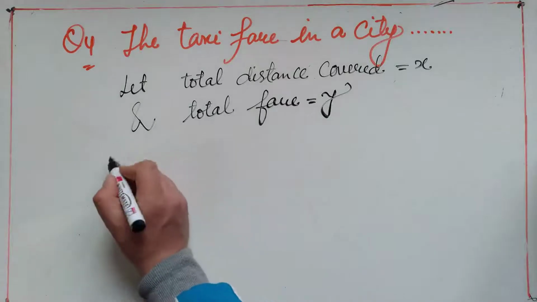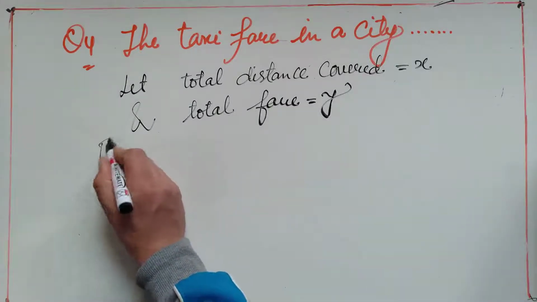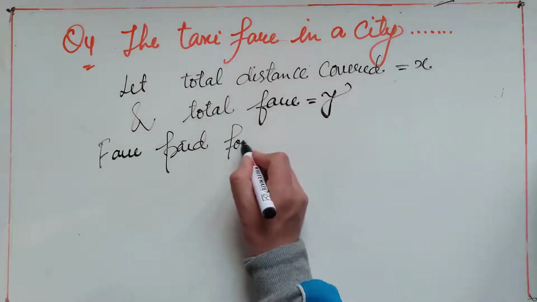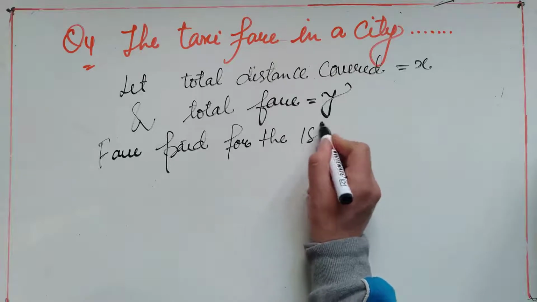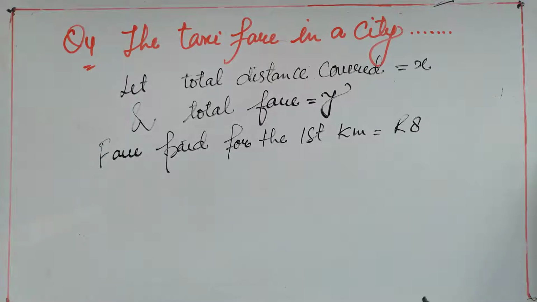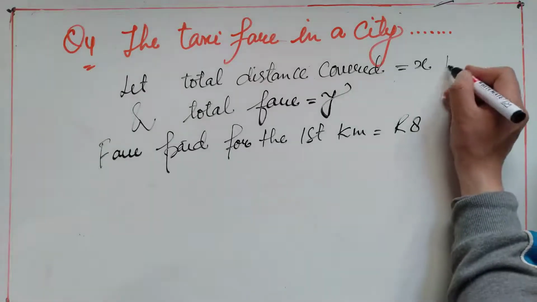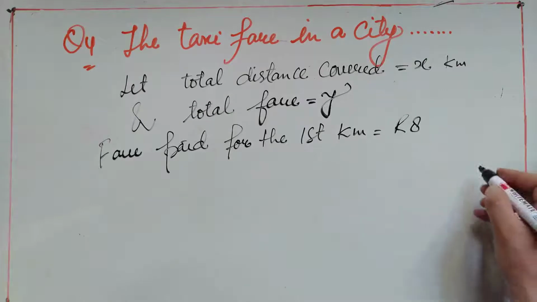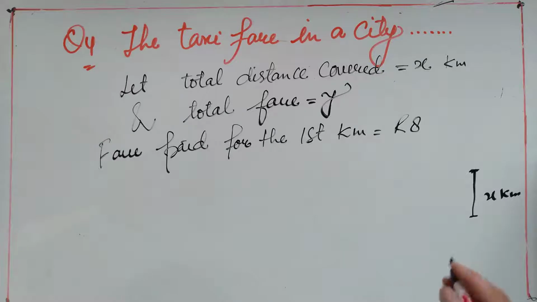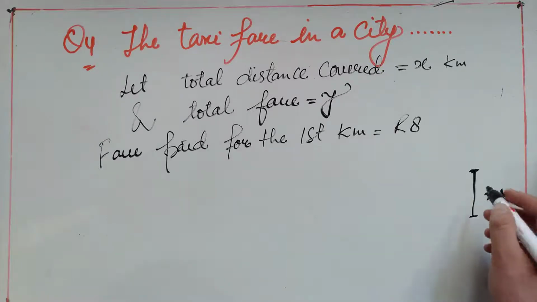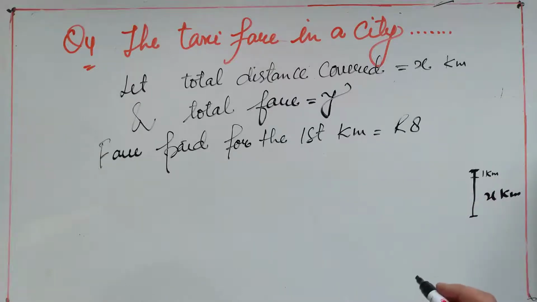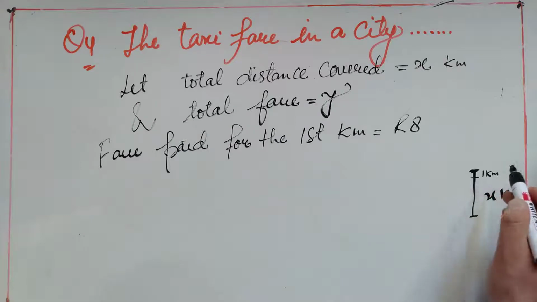It is given to us that the fare paid for the first kilometer is rupees 8. Now the total kilometers you have traveled are x. So let's say from here to here it is x kilometers. Now out of this you have paid fare for how many kilometers? 1 kilometer. So out of x kilometers, you have paid fare for 1 kilometer.